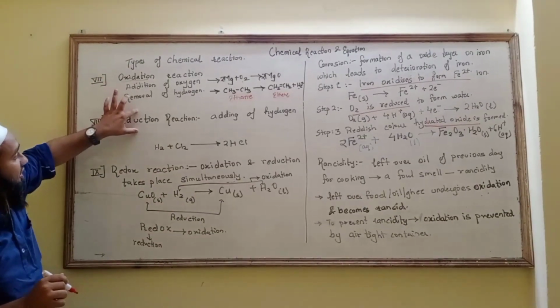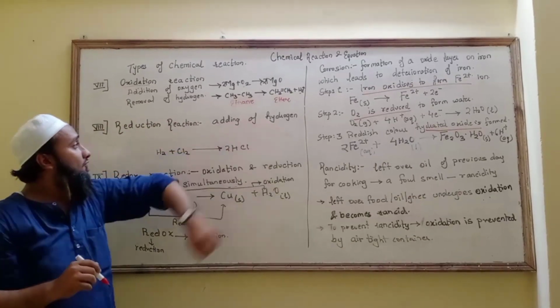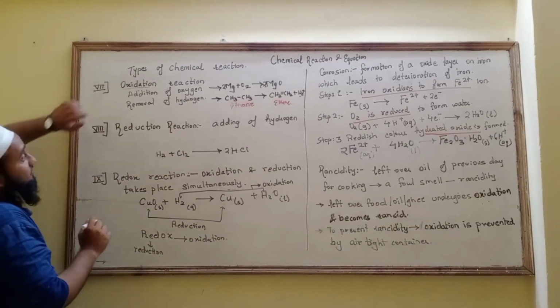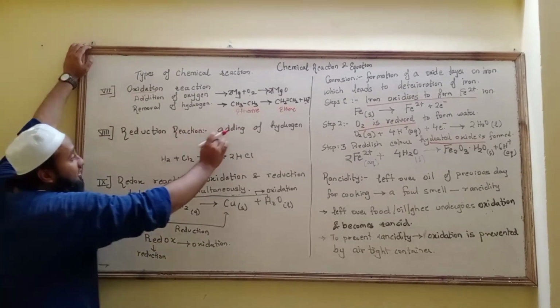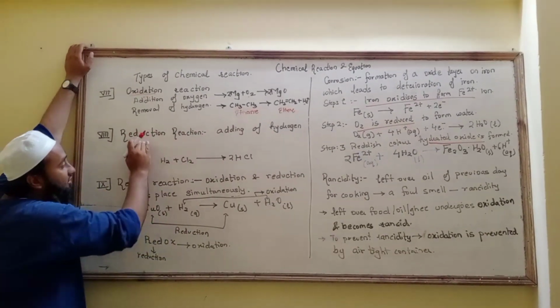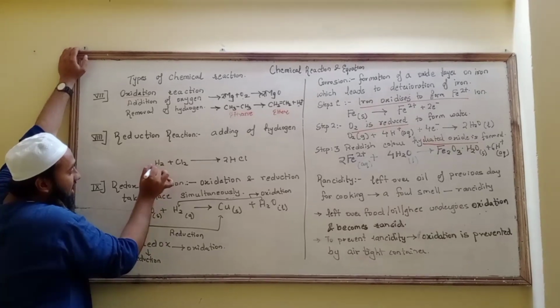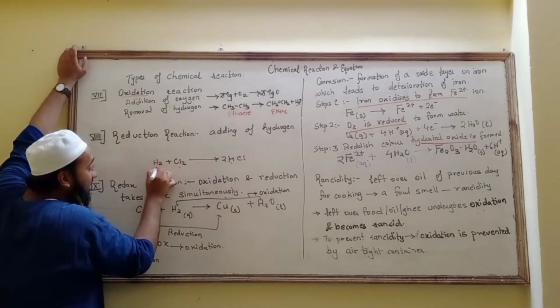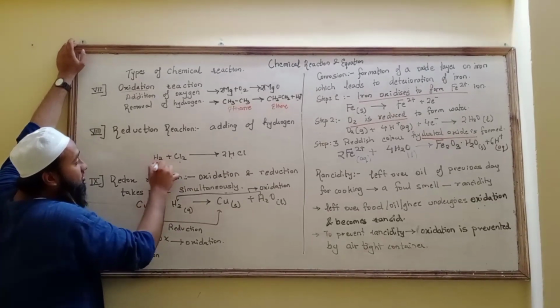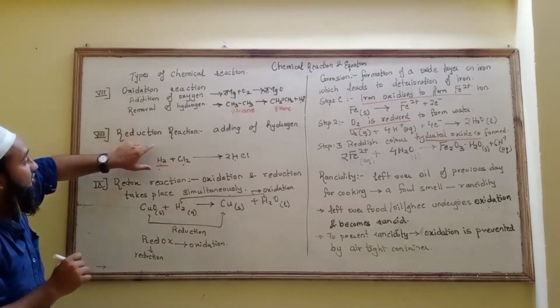In the same way, reduction reaction is addition of hydrogen. In contrast, wherever there is addition of oxygen, it is oxidation. Wherever there is addition of hydrogen, it is reduction. For example, hydrogen combines with chlorine to give hydrogen chloride. Here it is addition of hydrogen to chlorine. So this is a reduction reaction.